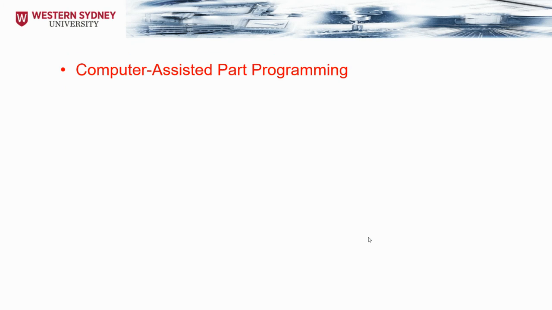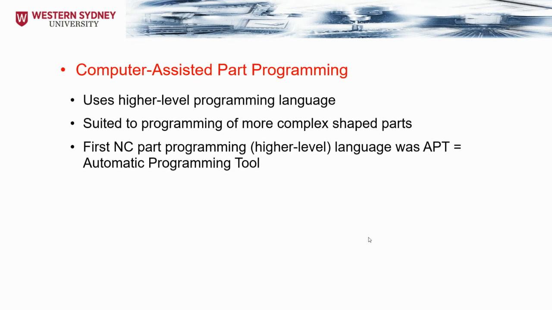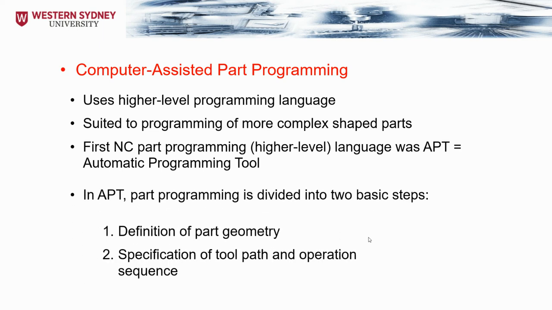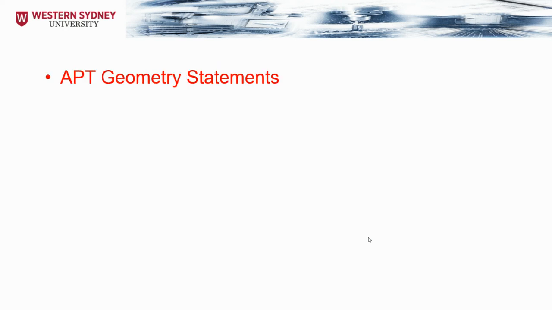For computer-assisted part programming, we said we're going to use a high-level programming language rather than the manual coding, suited to programming more complex shaped parts. The first numerical control part programming language was the APT, or the Automatic Programming Tool. In the APT, we need to define the geometry of the part, then the specification of the toolpath and the operation sequences is going to be done.